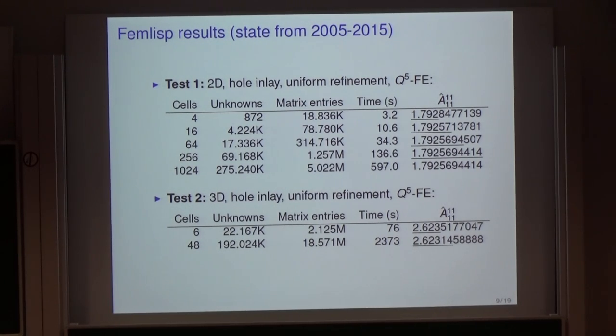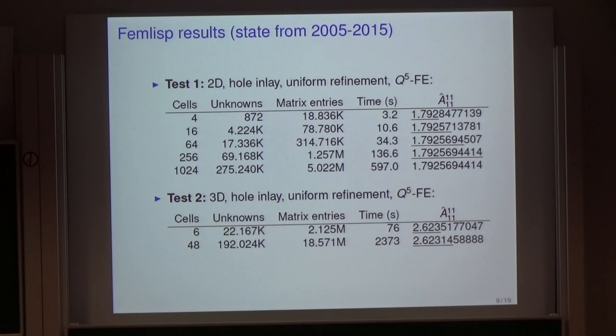Okay, so the state of Femlisp for the years 2005 to 2015 was that I could really solve the 2D problem to an extremely high accuracy, quite well, reasonably fast, about 600 seconds for getting 10-digit accuracy. So that is still acceptable. But the 3D case was still intractable for me, or not completely. We get some accuracy, but it really takes a long time. It has a lot of unknowns, 200,000, and Femlisp was not able to do it on the machines which I had at that time. Therefore, this problem was a good task to tackle for making Femlisp perform.